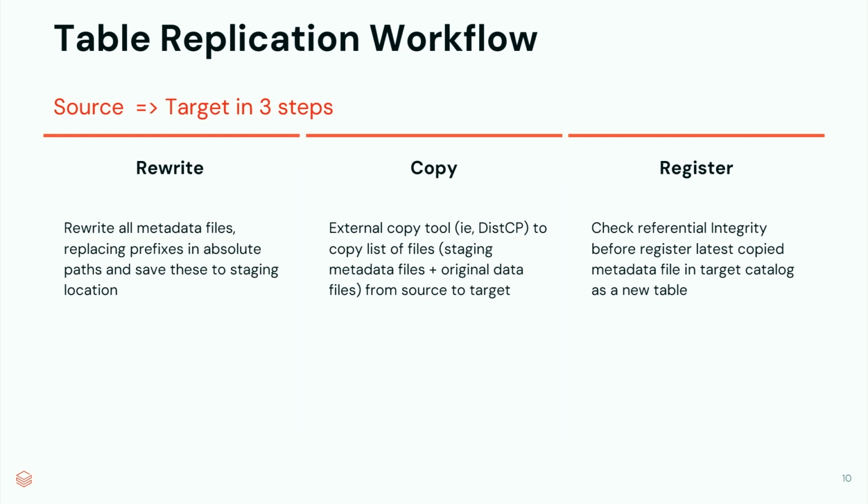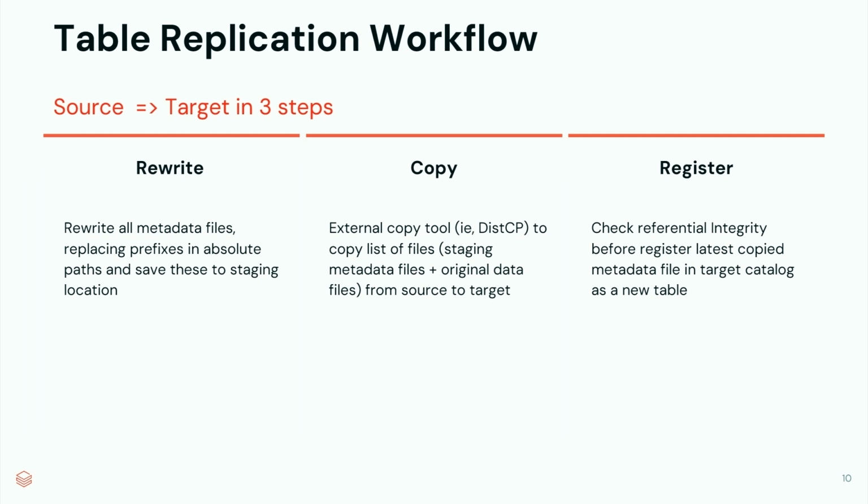Then we essentially copy all those staged metadata and the original data to the target. And then on the target side, we check if everything looks good. And if everything looks good, we register that metadata file to the target catalog. If you know the catalog API, there's a register table where you can make a table from a metadata file.